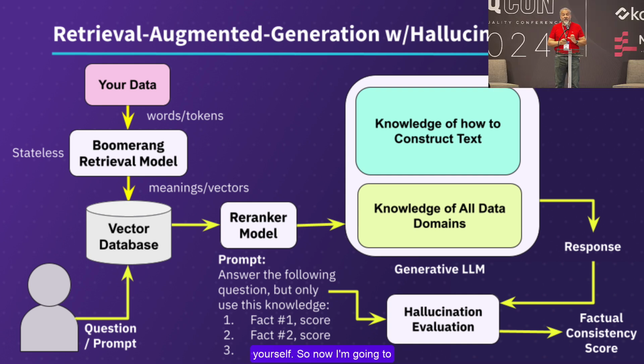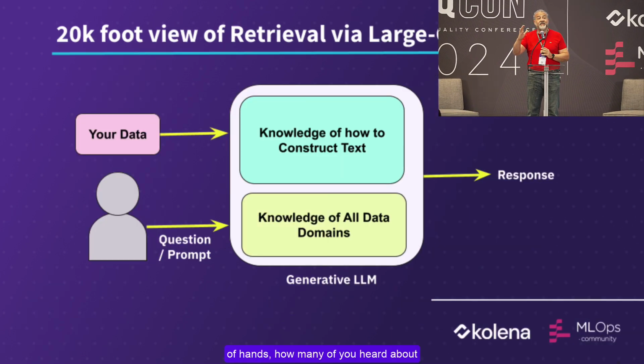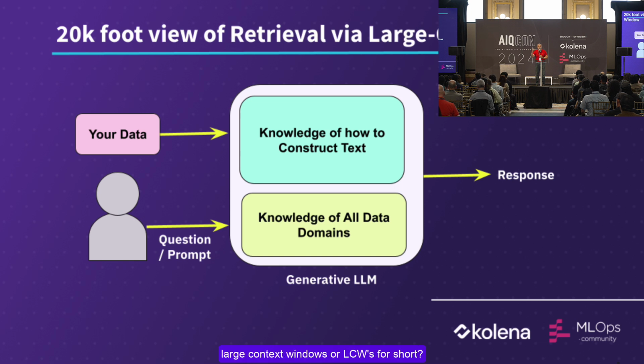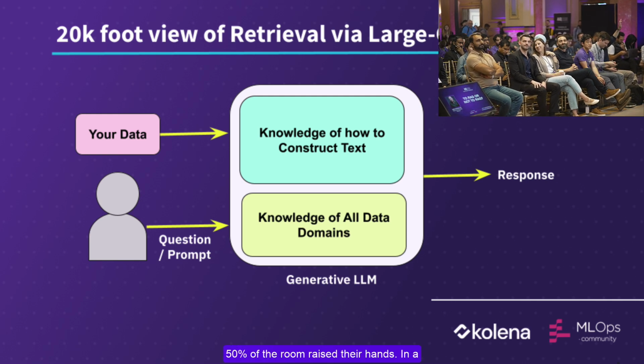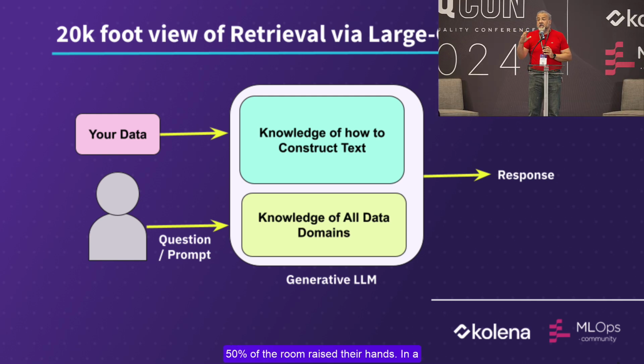So now I'm going to contrast RAG, which is what that architecture slide described, with the large context window. So first, show of hands, how many of you have heard about large context windows, or LCWs for short? Please raise your hand. So about 50% of the room raised their hands. In a nutshell, large context window is how much data you can feed into the prompt of a large language model.